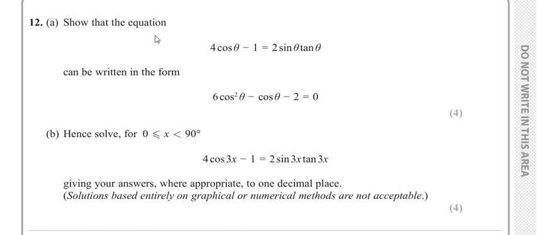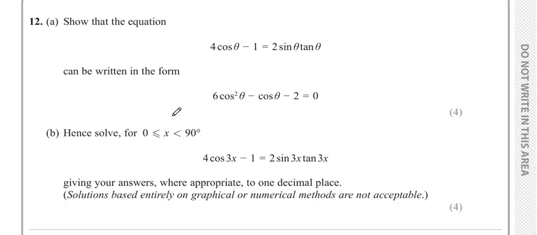Question 12. Show that the equation 4 cos theta minus 1 equals 2 sin theta tan theta can be written in the form 6 cos square theta minus cos theta minus 2 is equal to 0. So we need to do some trigonometric identities here, rearrange them, and make it as a quadratic in the form of cos square theta minus cos theta, etc. So obviously we need to get rid of the sin theta here, get rid of the tan theta here.